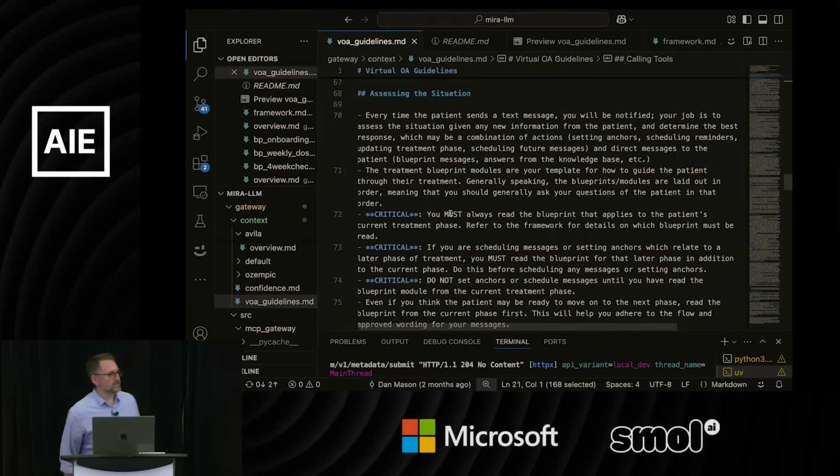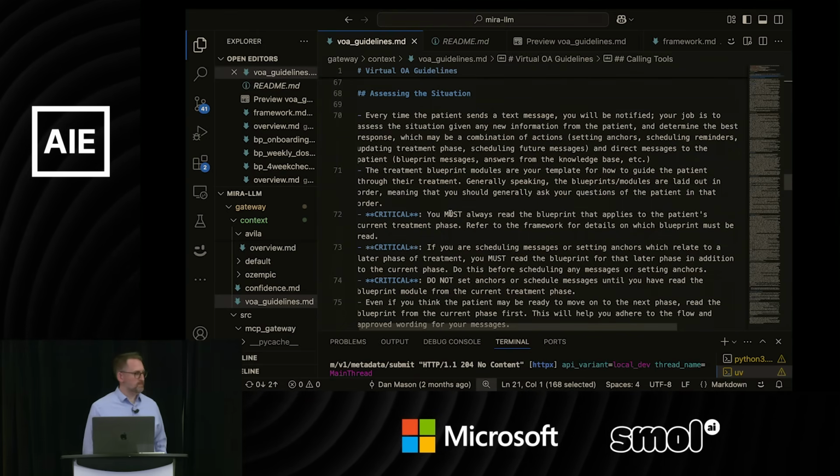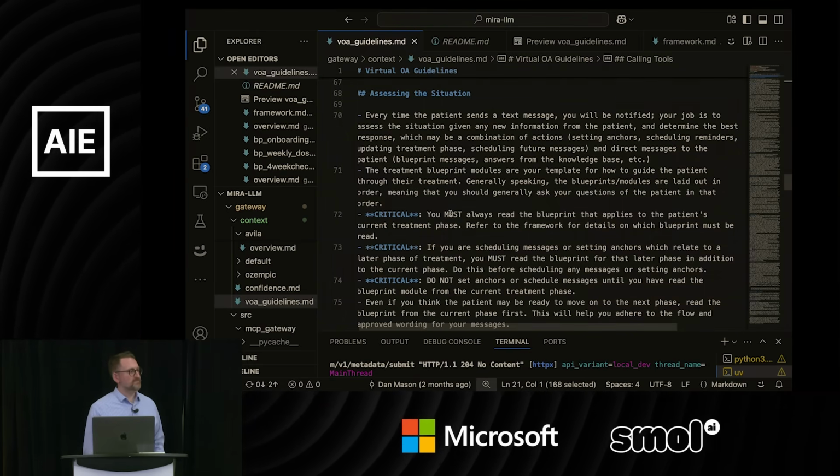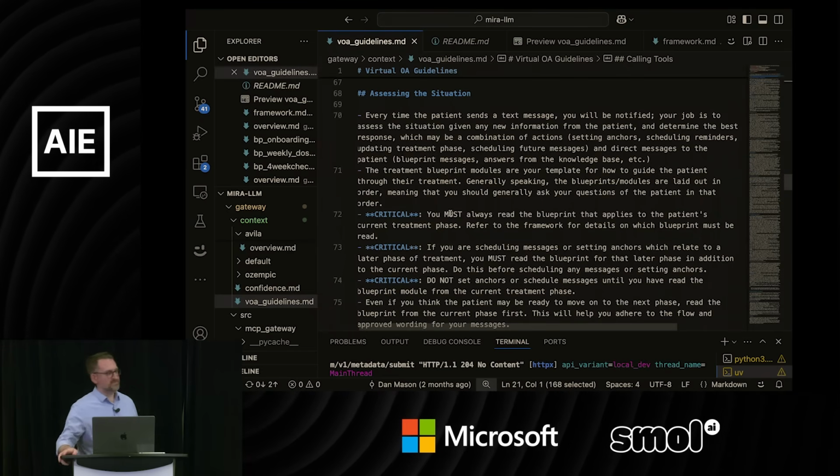Yes? Hey, so this is a very big document, and every time we're sending it through the cloud, right? Yep. Have you experimented with prompt caching?